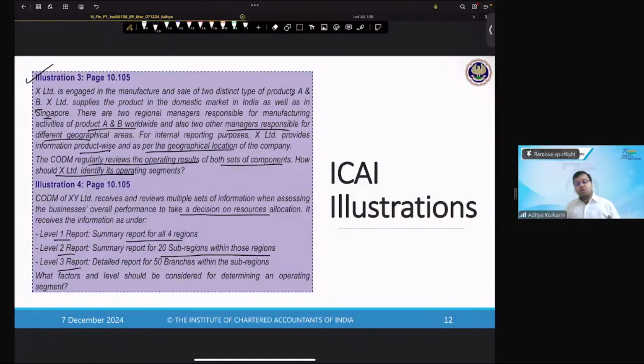How does the CODM assess the performance? Does he assess the performance branch wise or sub-region wise or region wise? Then next one, how am I budgeting for this particular company? Am I budgeting branch wise or am I budgeting sub-region wise or region wise? And last one is identify the segment managers and their responsibility areas. So these are the categories that you will evaluate before deciding which one becomes your operating segment. Are we able to follow?